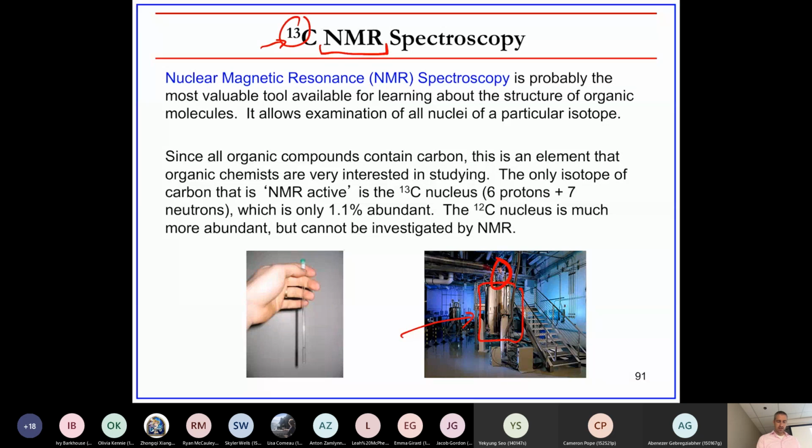By the way, that 13, that's the number of protons plus the number of neutrons in the isotope. So carbon-13, we know all carbons have 6 protons. So that means it also has 7 neutrons. Carbon-12 has 6 and 6. Carbon-14, 6 and 8.